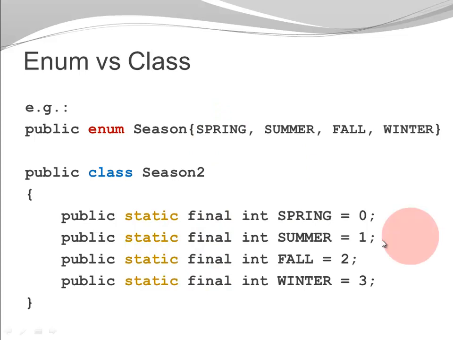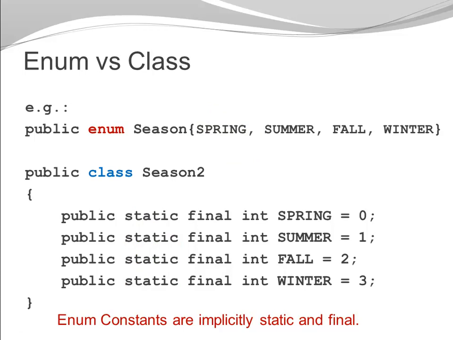Also notice that each of my constants in Season2 is declared static. There's no static keyword in the enum, but it is static. This is the reason why we were calling it on the type, with Season.SPRING, just like Math.PI. It is static because enum constants are implicitly static. So enum constants are implicitly both static and final.